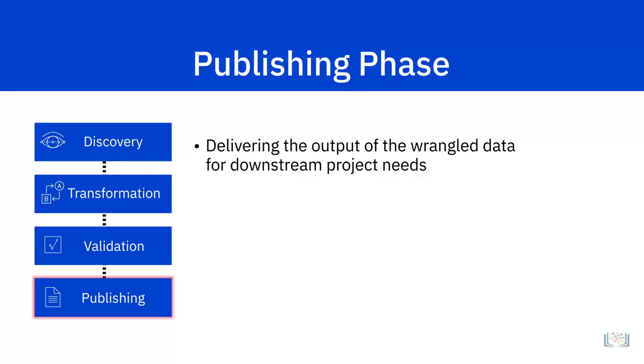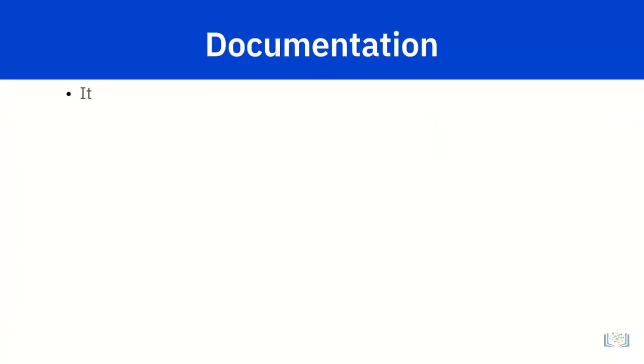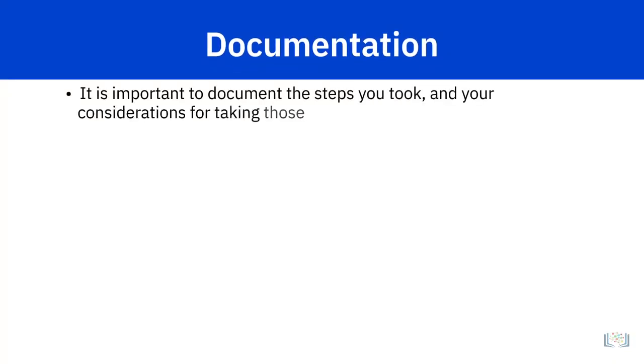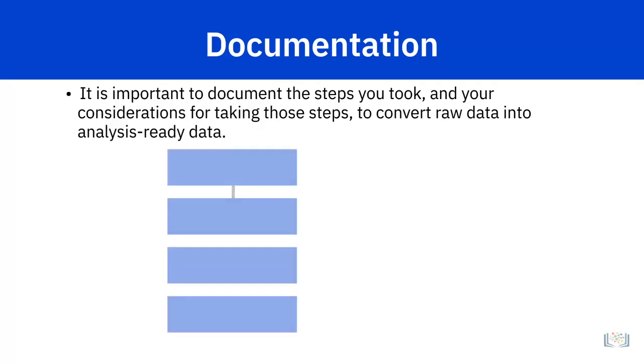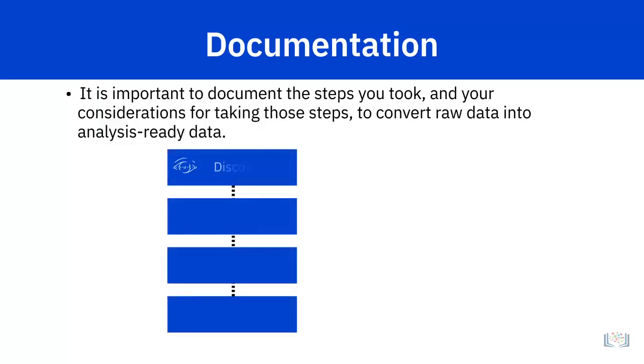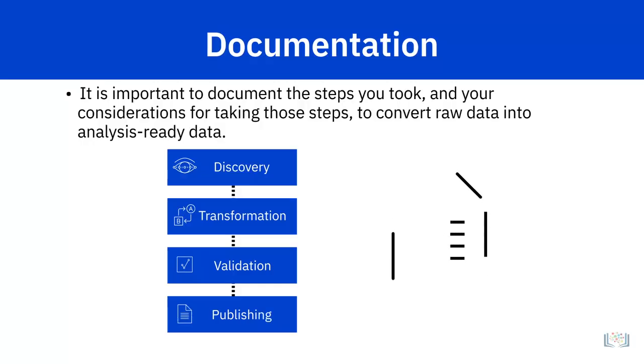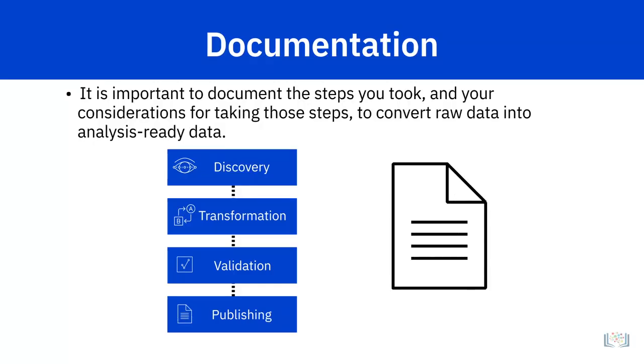What is published is the transformed and validated version of the input dataset along with the metadata about the dataset. Lastly, it is important to note the criticality of documenting the steps and considerations you have taken to convert the raw data to analysis-ready data. All phases of data wrangling are iterative in nature. In order to replicate the steps and to revisit your considerations for performing these steps, it is vital that you document all considerations and actions.